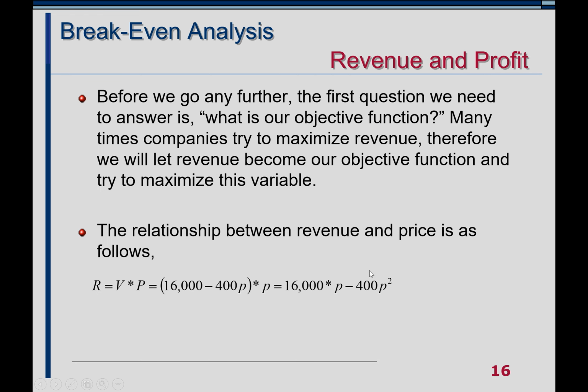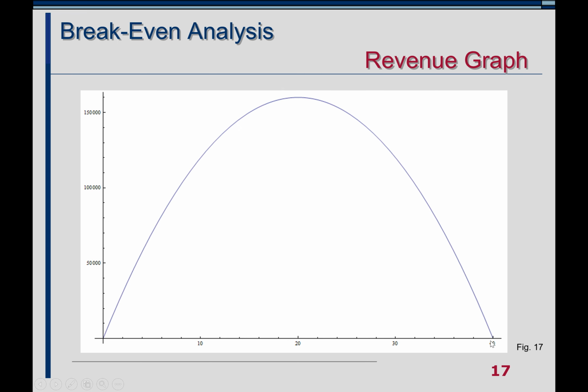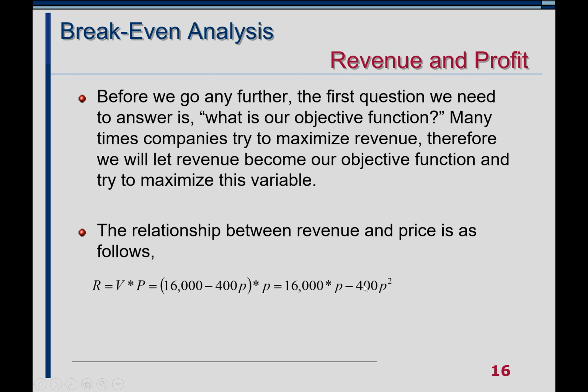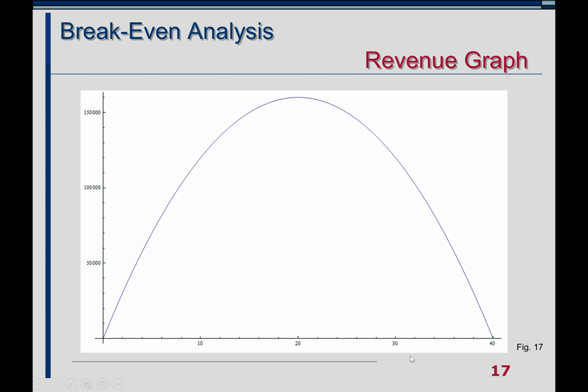So 16,000 times 40 is 640,000, minus 400 times 40 squared. 40 squared is 1,600, times 400 is 640,000. So 640,000 minus 640,000 is going to be 0. So just by inspection, we can see that this function has two roots, 0 and 40.